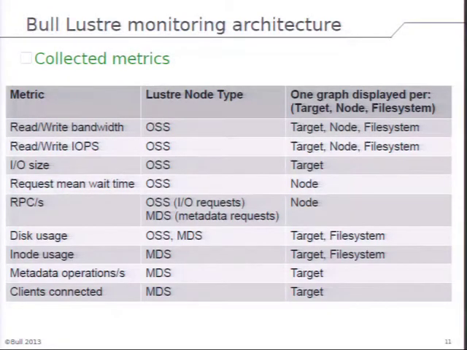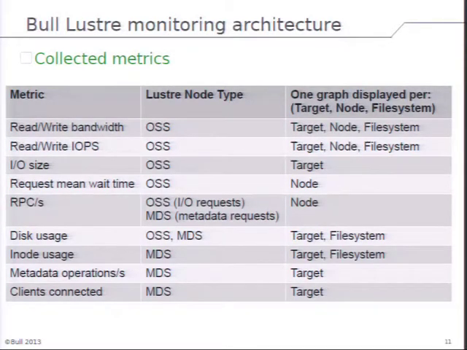So here is a list of the metrics we are collecting for now. This is a list of metrics we considered would be good candidates in order to be able to troubleshoot some situations. So we have three levels of display for these metrics. The first one is for targets, the second is for nodes, and the third is for file systems.